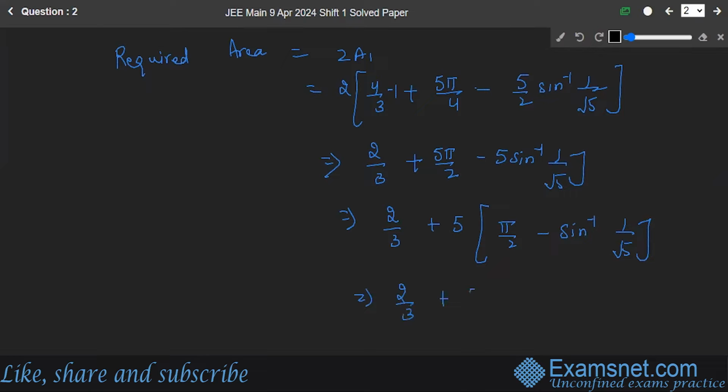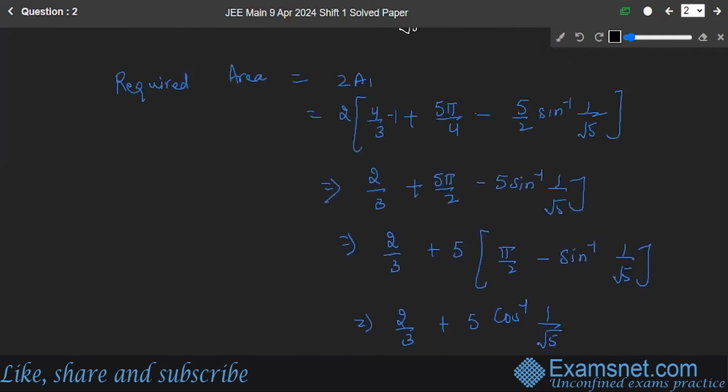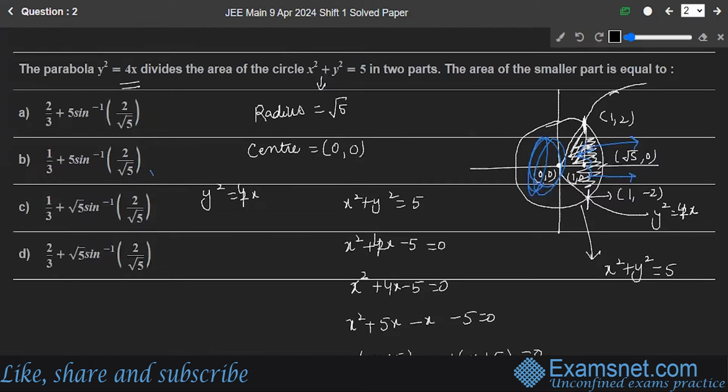Which is equal to 2 by 3 plus 5 cos inverse 1 upon root 5. So this is 2 by 3 plus 5 sine inverse 2 upon root 5. This is the answer to the question. Option B is the right answer. Sorry, it is A, not this. A is the right answer to the question. Hope you understood that. Let's move to the next question.